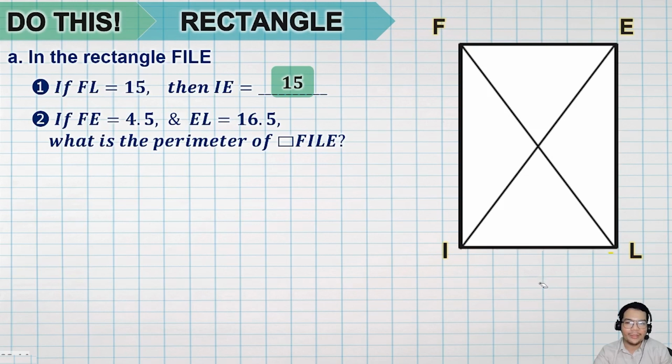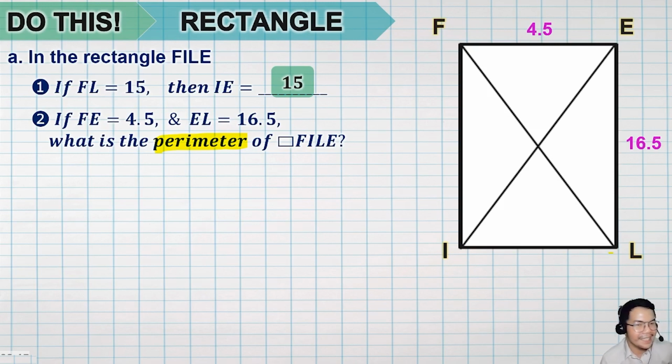Next. Oh, ito yung scenario. If the measurement of side FE is gonna be 4.5 and the measurement of side EL is gonna be 16.5, the question is, what is the perimeter of the rectangle FILE? Ngayon, madali lang to sana sagutan kung alam natin yung idea ng perimeter. Pero I think familiar naman kayo with the perimeter. Balikan lang natin. Pag sinabi yung perimeter, it is the sum of all the sides of a given polygon. Pag inadd mo lahat ng measurements ng side ng polygon, yun ang tinatawag nating perimeter.